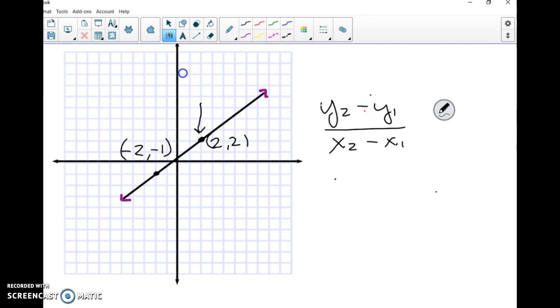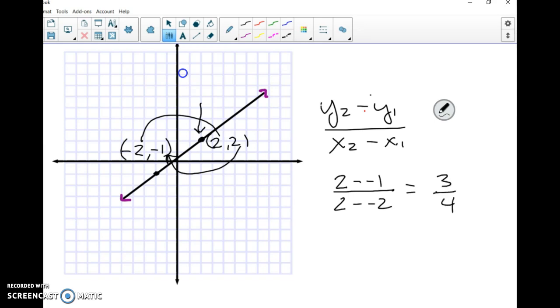Both x2 and y2 are 2. We need to be careful to keep track of that second value. So 2 minus -1, the y value, over 2 minus -2. Evaluating and simplifying that, we get 3/4.